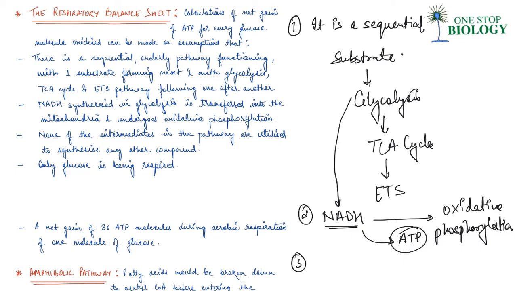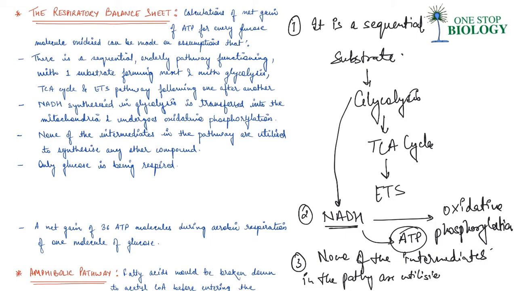The third thing that we notice is that none of the intermediates present in the pathway are utilized to synthesize any other compound. So none of the intermediates in the pathway are actually directly synthesized, right? This is the third thing.